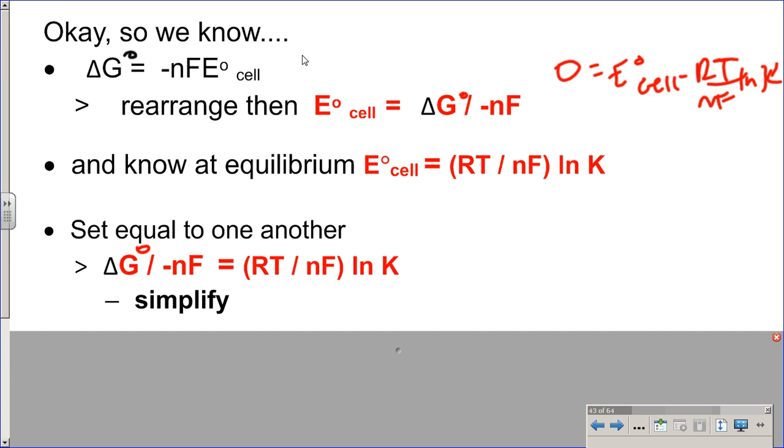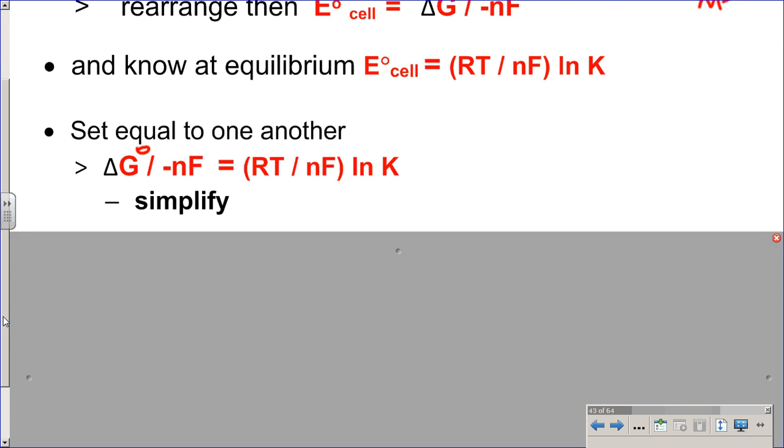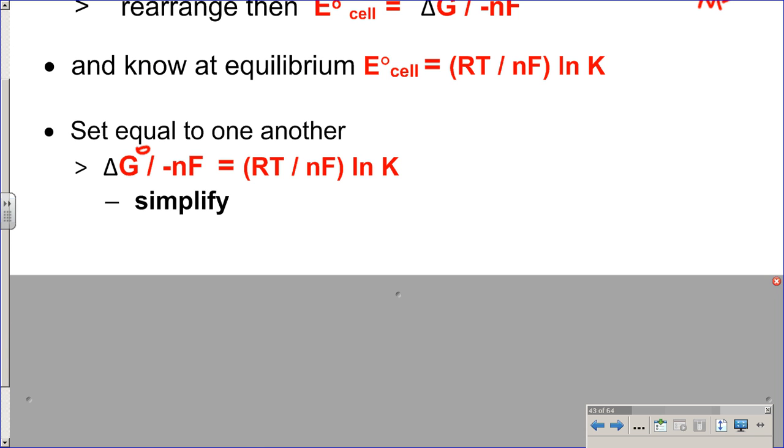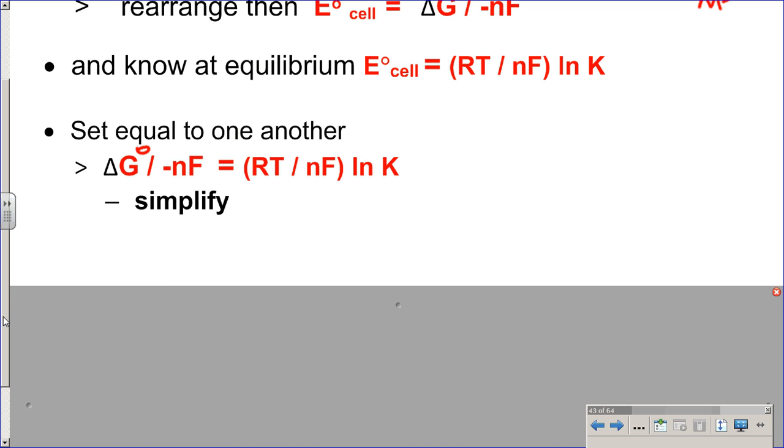So the last equation of the day is we need to simplify. How can I simplify this, guys? Well, you see it's the same. So this is delta G. It's hard to see the slash right there. Delta G over negative NF equals RT over NF ln of K.